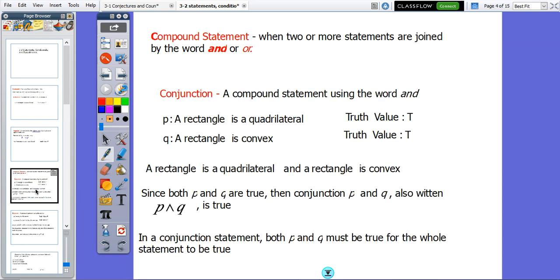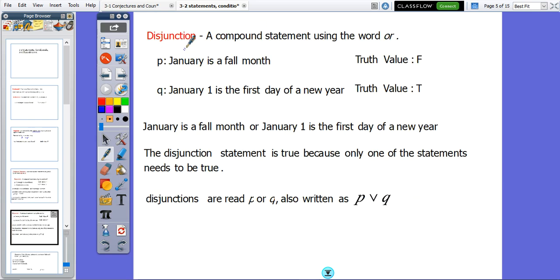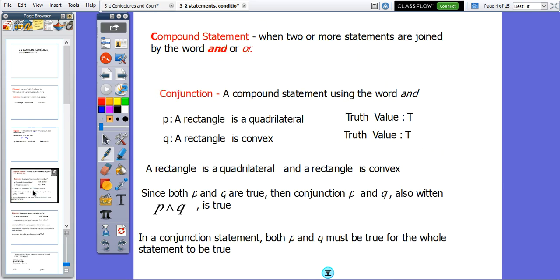All right. Now let's go into a little bit more of what's going to happen today in the first part of the work. Compound statements, a little bit of English here, is when you put together 2 or more statements, sentences, conjoined. They're conjoined in 2 different ways. They're conjoined by the word and, we call those conjunctions, and by the word or, we call those disjunctions. But let's start with the conjunctions.